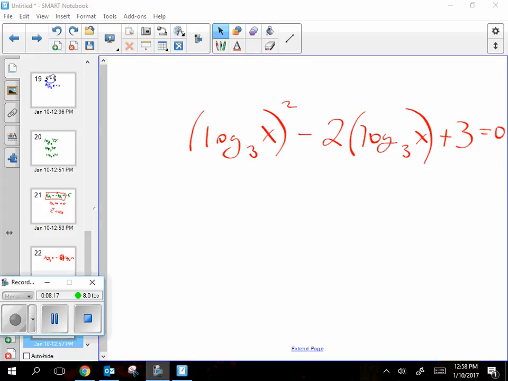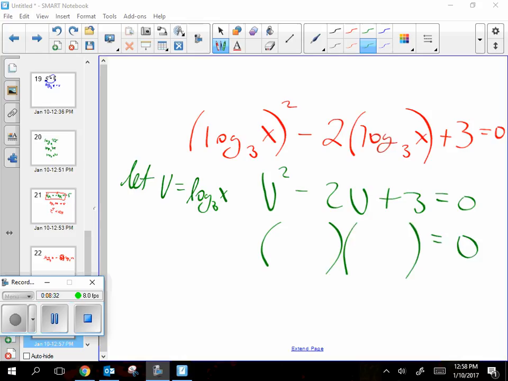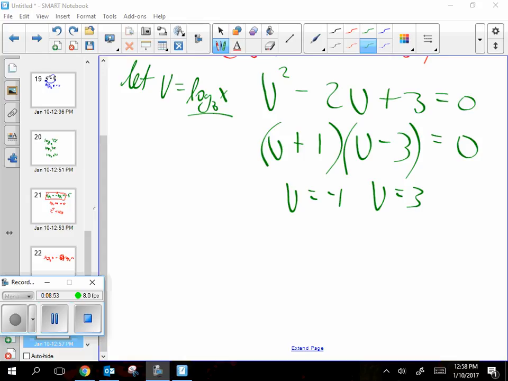Okay, so you should have said let U equal log base 3 of x. And therefore that's U squared minus 2U plus 3 equals 0. It's just begging you to factor it, because if you can factor, you should. U plus 1, U minus 3, and then this is U equals -1, and this is U equals 3. And if you are done and you only have U's in your answer, you did something wrong. So you should replace the U again with what? Log base 3 of x.